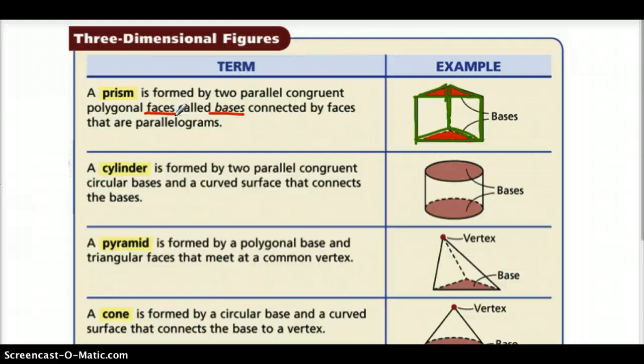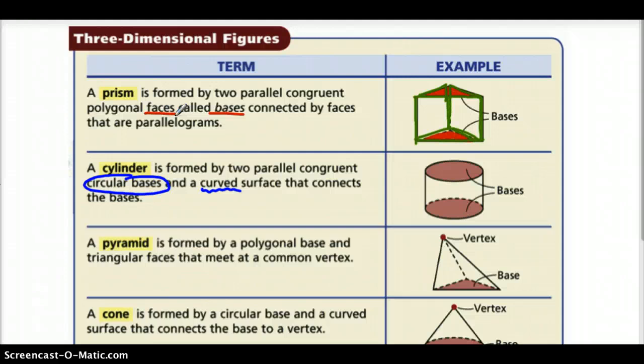Now the next one we have to look over is a cylinder. In some ways, it's very similar to a prism, but this time the bases are circular. It's formed by two parallel, congruent, circular bases, and there's a curved surface that connects these bases.